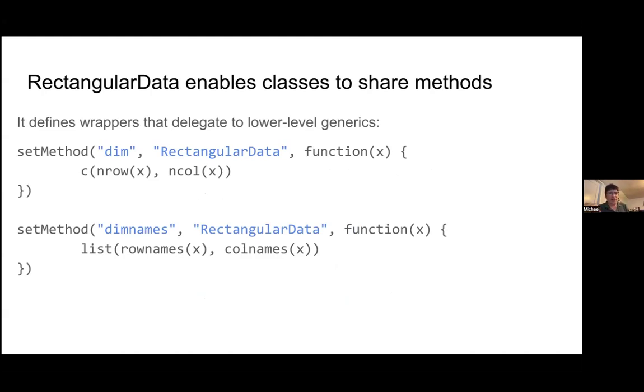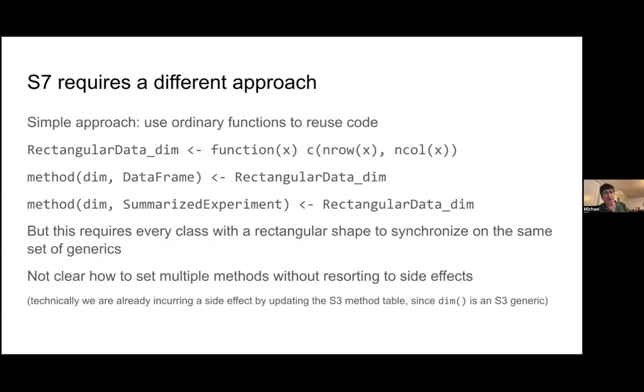So we want data frame to still inherit from list, but we need to do something else for rectangular data. As I was saying, it defines, just as a couple of examples, these dim and dim names, so that if a class defined nrow or ncol, then it would automatically get a dim method. We wouldn't have to worry about the dim method or the dim names method. And S7 would require a different approach here.